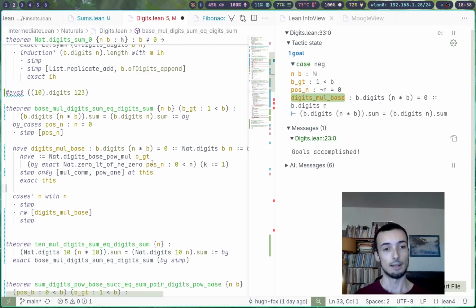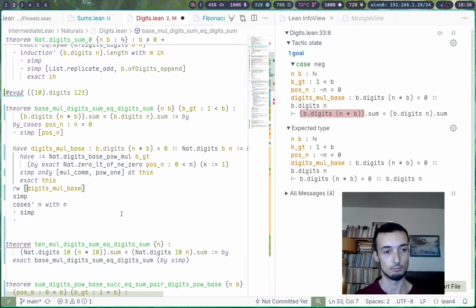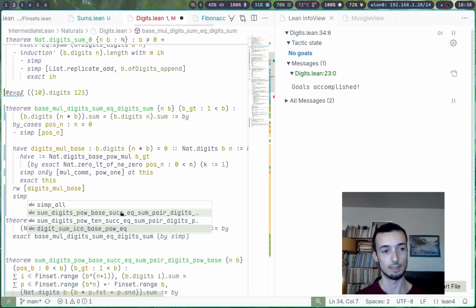Okay, so once we have that, then we're almost ready to finish. We do cases on n. I'm not sure why you would need to do cases on n here. Let's see if we can get away with just rewriting the digits. That's a little bit weird why I had that there.